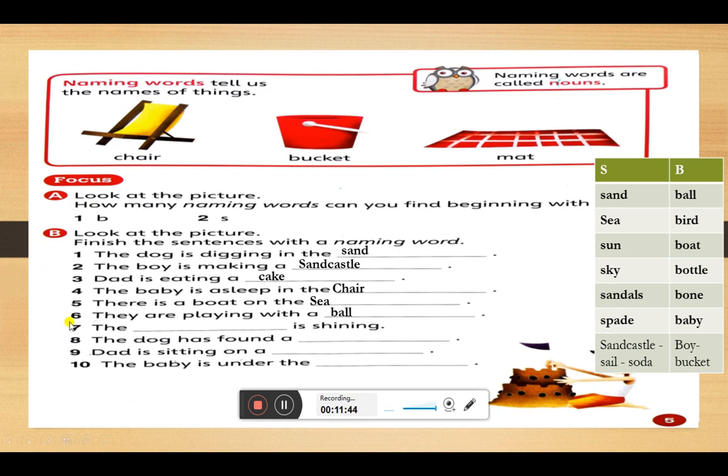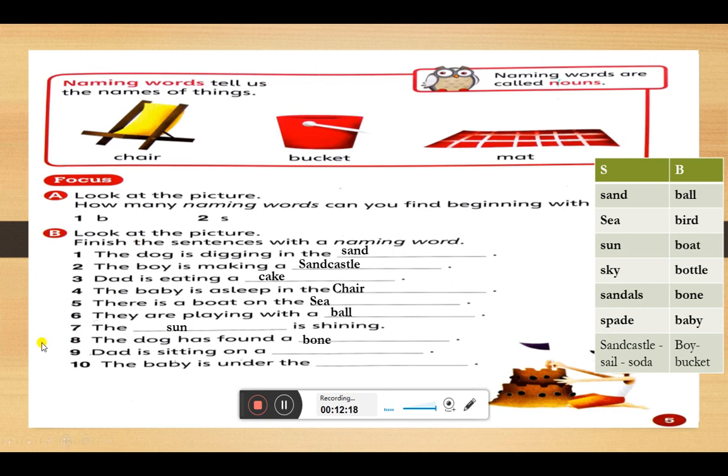Very good. The sun is shining. What is shining? Of course, it's the, excellent, the sun. Very good. The sun is shining. Number 8, the dog has found, what has the dog found in the hole? The dog has found a bone. And the bone is a word that begins with letter B.